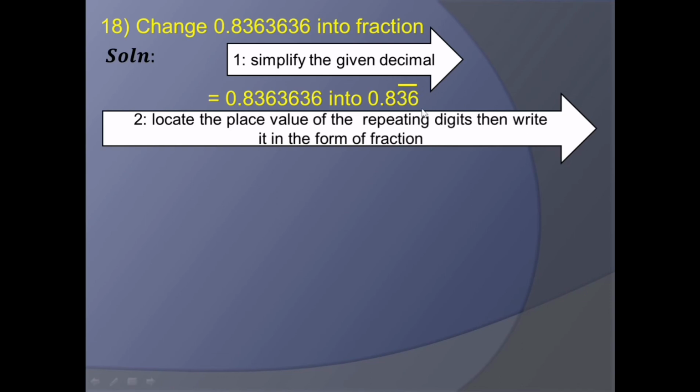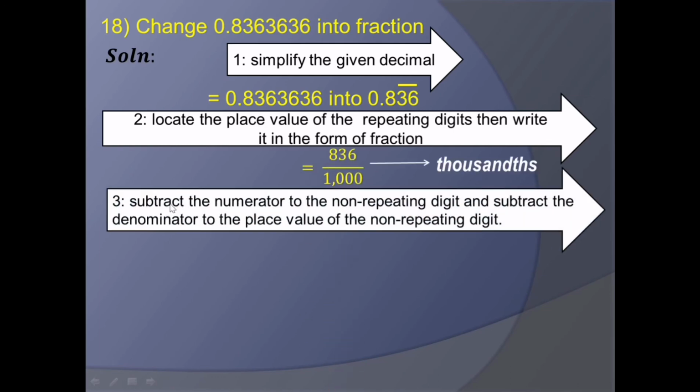So here, 36 is the repeating number, so tens, hundreds, thousands. So 1000 is the place value of the last digit of the repeating number. So 836 over 1000. Third, subtract the numerator to the non-repeating digit. 836. The non-repeating is 8. So 836 minus 8. Subtract the denominator to the place value of the non-repeating digit. So 8 place value is on the tens. So 1000 minus 10. So here, 836 minus 8 over 1000 minus 10. The answer is 828 over 990.